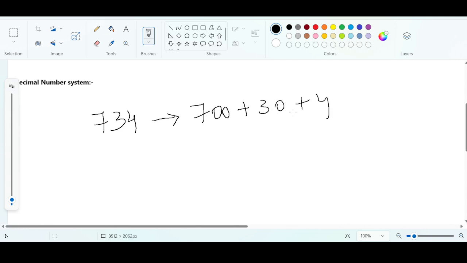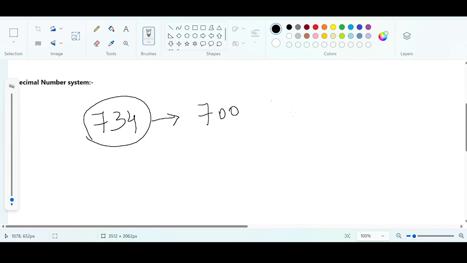Okay, let me keep it more simple. This is how I am going to pronounce it, 730. If I ask you to pronounce this, this is how you would pronounce it, right? 734. The combination of 700 plus 30 plus 4 is going to give 734, right?